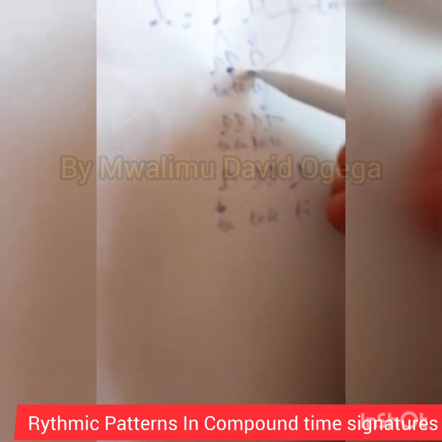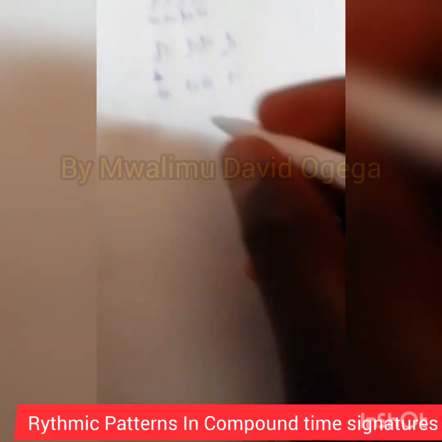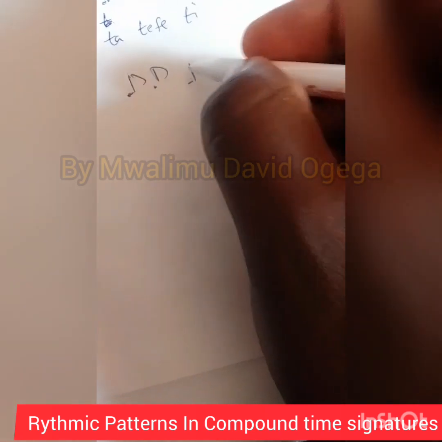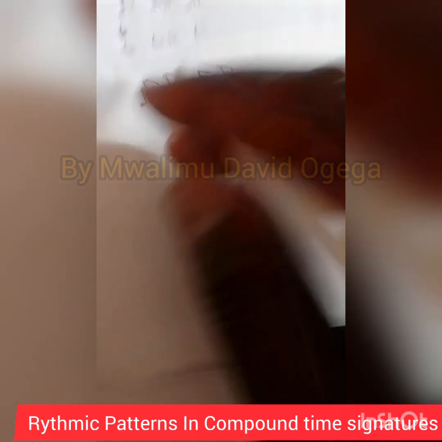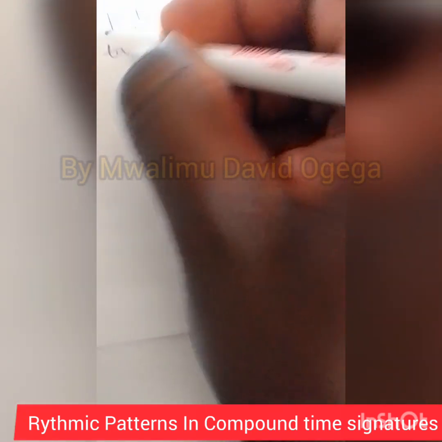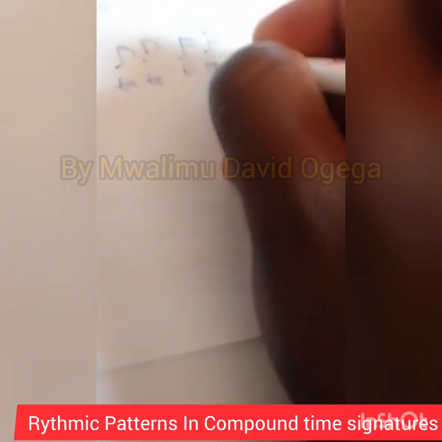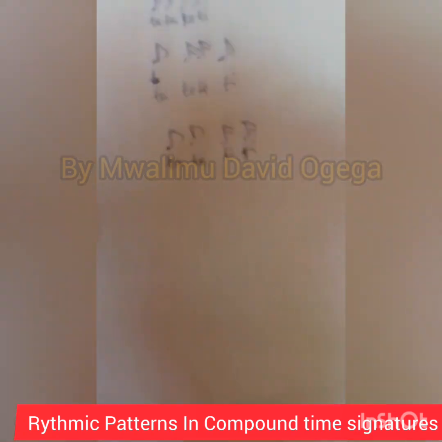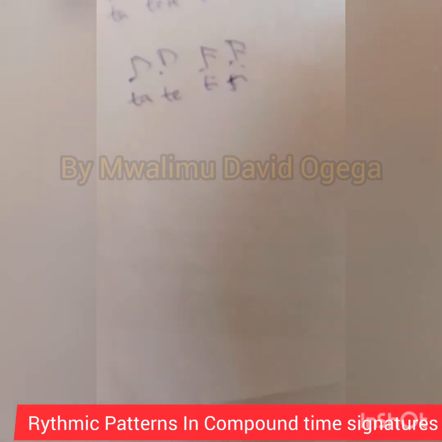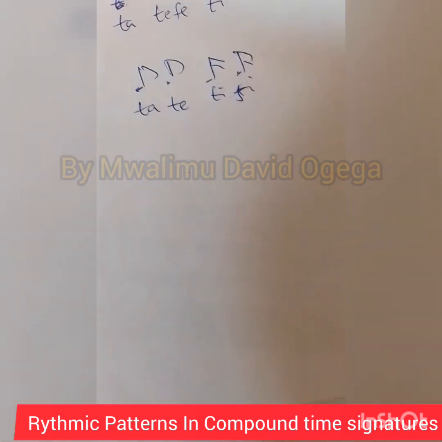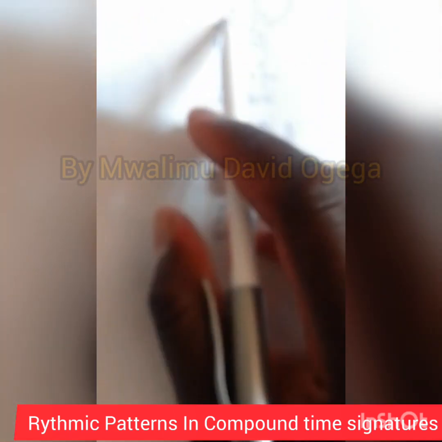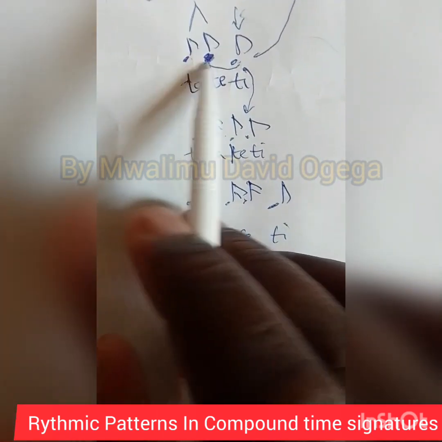Now, if we leave the first two notes and break the last note, it will create this rhythm, giving the French names ta te tifi. By clapping ta te tifi repeatedly, it becomes ta te tifi, ta te tifi, ta te tifi.